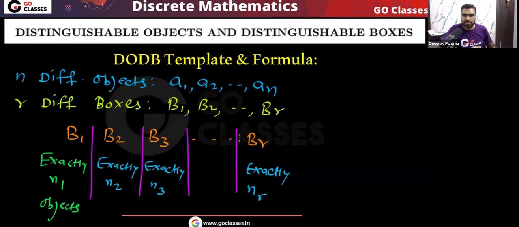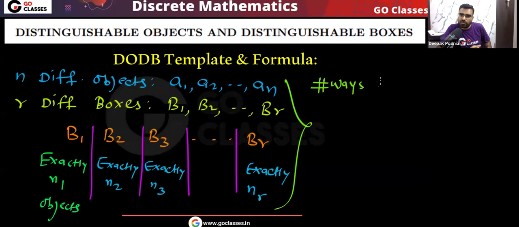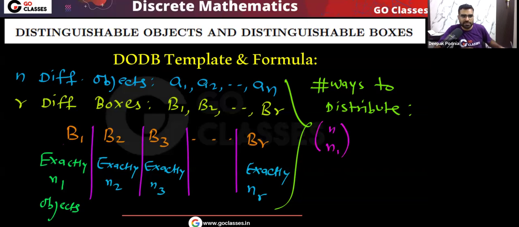So what will be the answer here? Very simple. You can just apply the product rule with combination. The number of ways to distribute is going to be, just apply the product rule. From the n different objects, I will select n1 objects and I will put them in box b1. Yes or no? Very simple. From n objects, I will select n1 objects, and these n1 objects I will put in box b1.